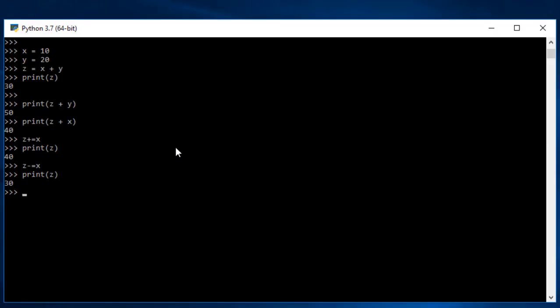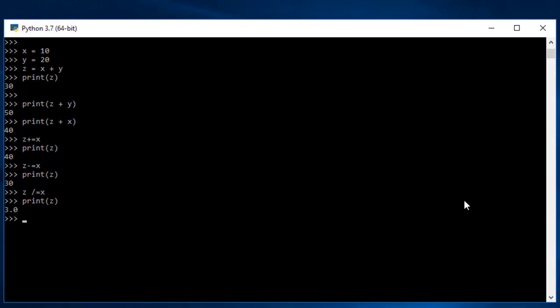If I take an example with division, that means it is going to be z equals to z divided by x. Let us perform that and let us print z. You get 3.0, which is 30 divided by 10. Okay, that's cool. You can play with that.